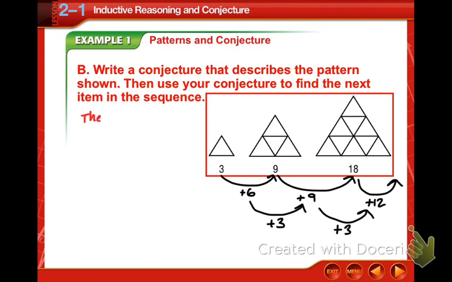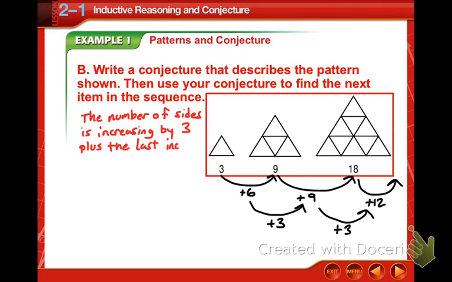So the number of sides is increasing by 3 plus the last increase.